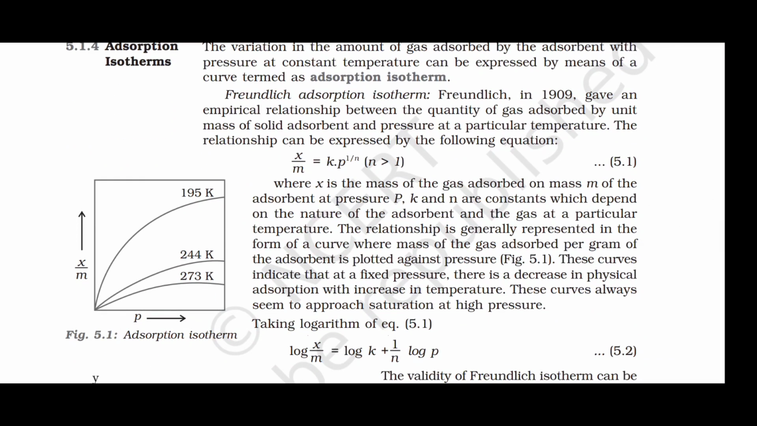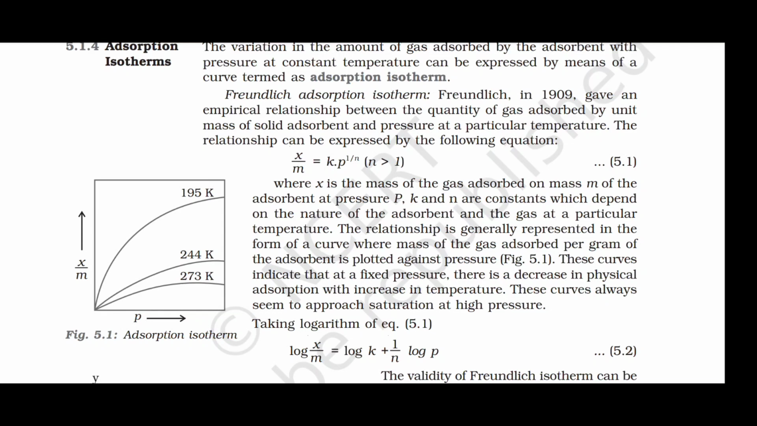x/m = k·p^(1/n), where n is greater than 1. You can look on the screen for the equation to get a correct idea. Where x is the mass of the gas adsorbed on mass m of the adsorbent at a pressure p. k and n are constants, which depend on the nature of the adsorbent and the gas at a particular temperature.